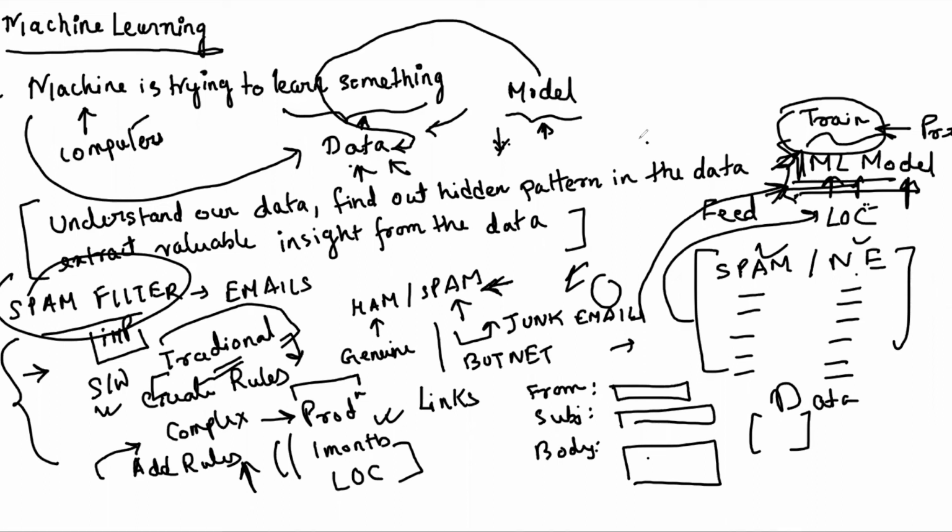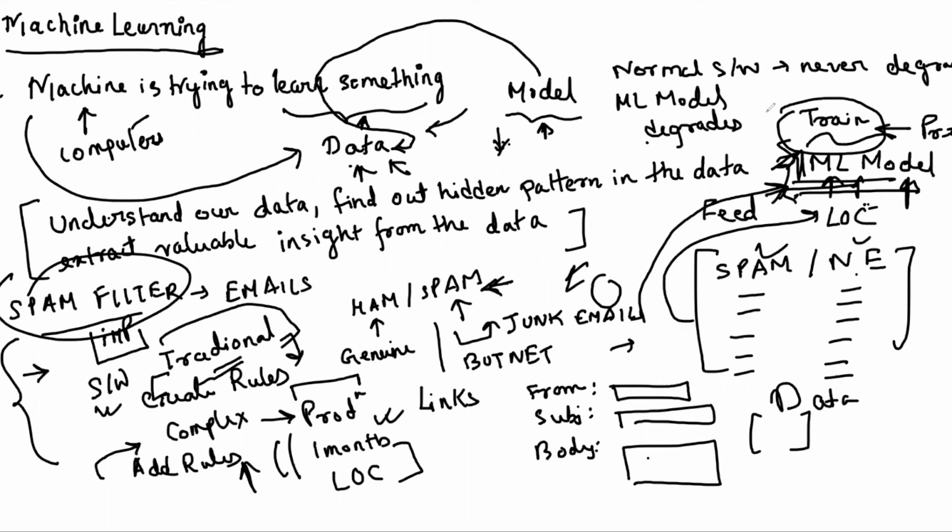So the difference is normal software never degrades, whereas machine learning models degrade in due time. And the reason for it is change in the data, because our whole model is based on data. If data is changing, obviously our model will not work properly. So this is one of the disadvantages of machine learning.